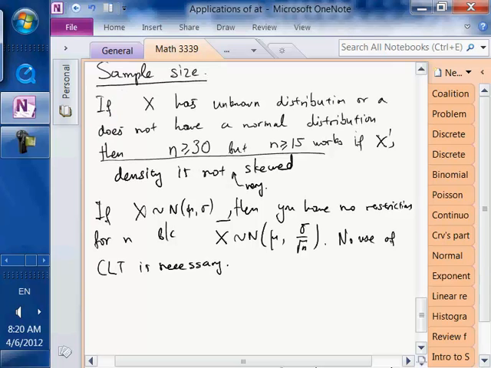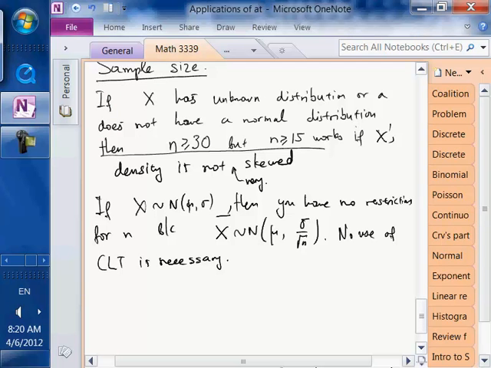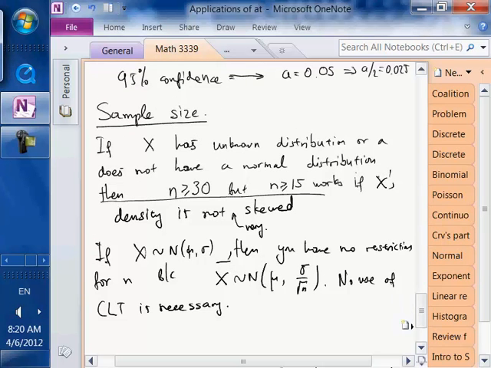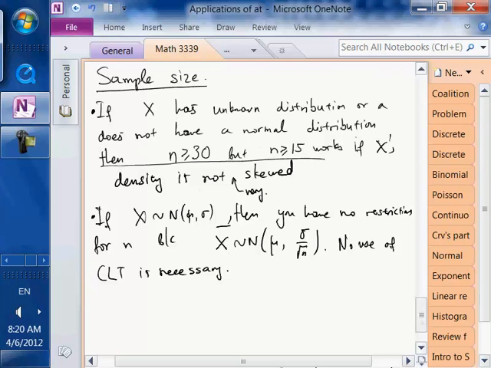Now, where else do we have the sample size being involved? Although these are the minimum requirements that we need for the sample size, in this case we have none. In this case, we have n equal 30, or n equal 15, depending on whether the density of X is skewed or not. There are some more requirements sometimes for the sample size if you want to achieve a high degree of accuracy in the estimation of the mean.